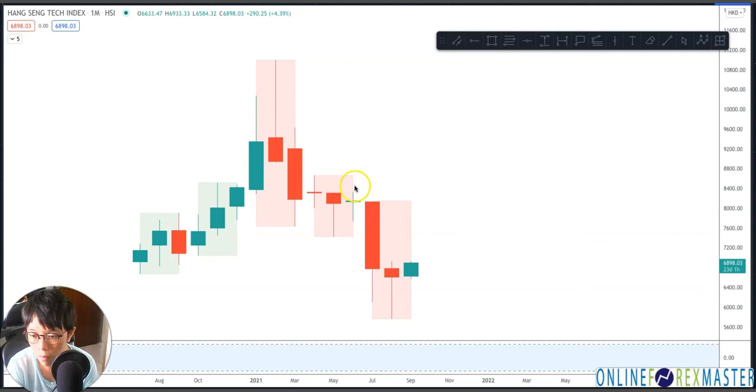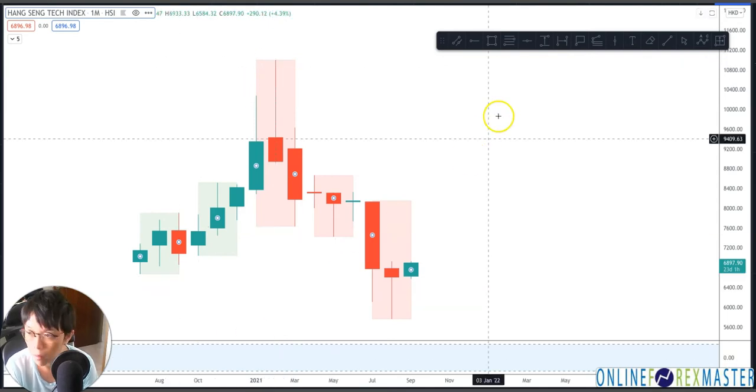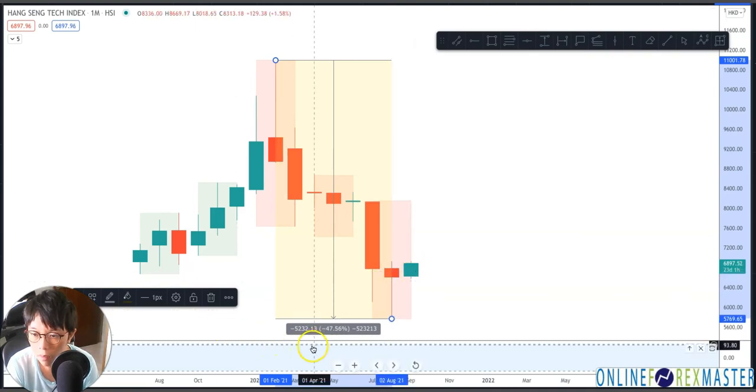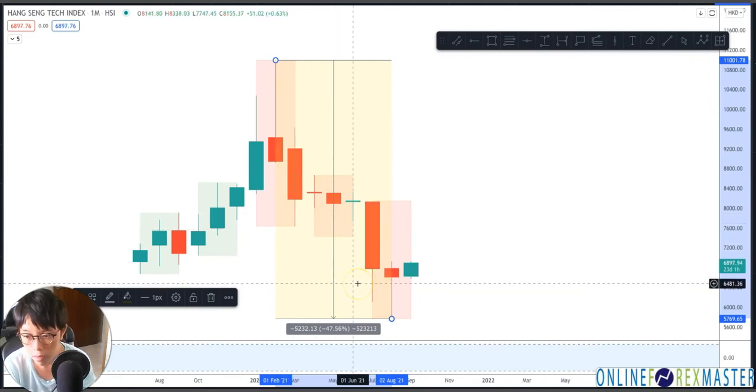Starting from the start of the year, we saw that the tech stocks were indeed correcting. In fact, for the HS Tech, from the high to the low, it corrected by about 47.5%. What this means is that generally, as a basket of tech stocks, the stocks inside would likely be correcting about 47%.